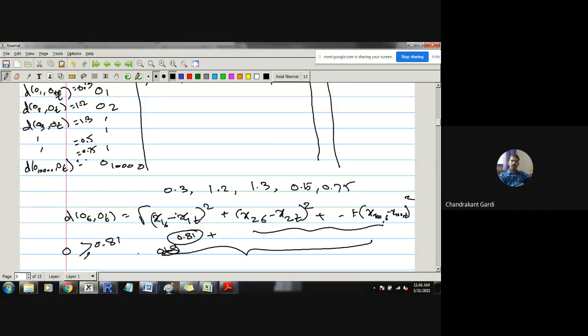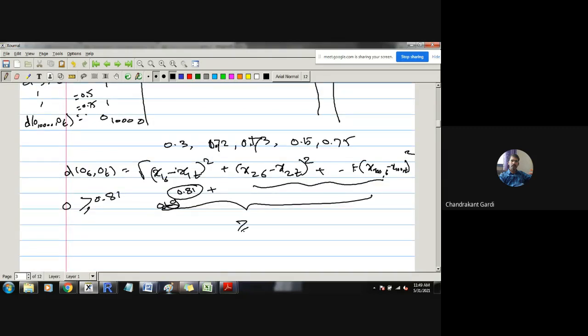So is there any need of calculating all the distances? Suppose the values are like this. These differences are, say, 0.72, 0.73, 0.5, 0.75. Suppose these are the differences of the first 5 observations. So if this difference is 0.81, then this entire difference is going to be 0.81 or greater than 0.81. Suppose in the worst case all these observations are equal, so that their differences are 0.